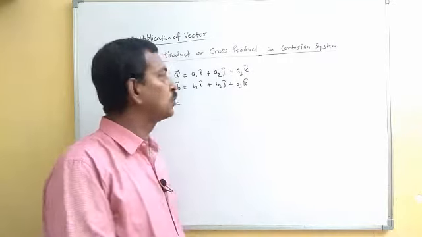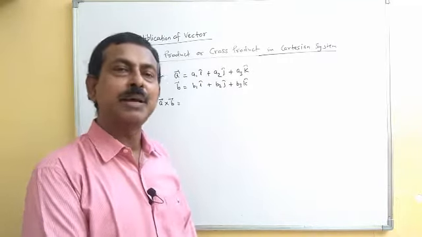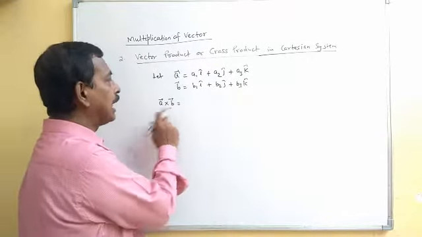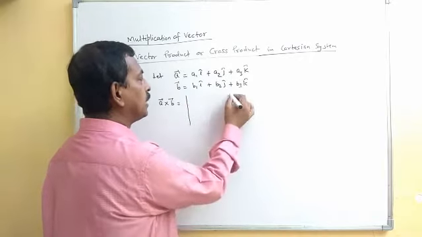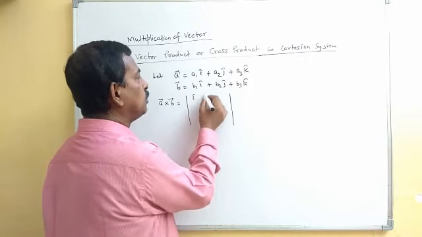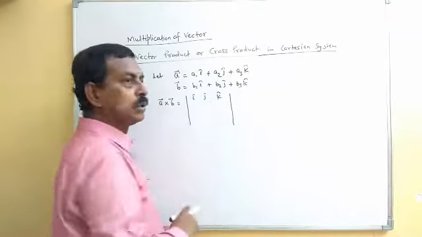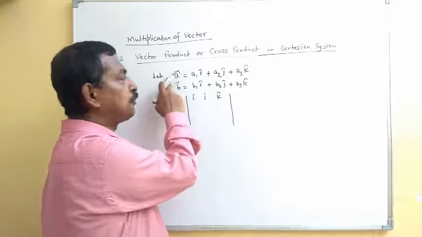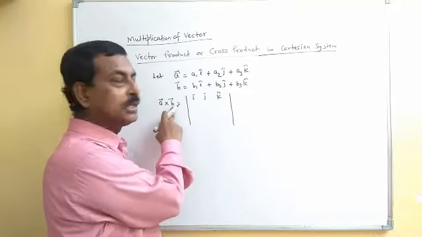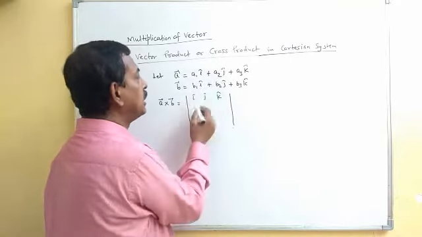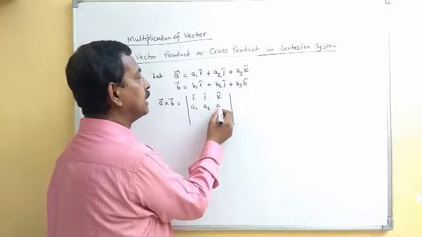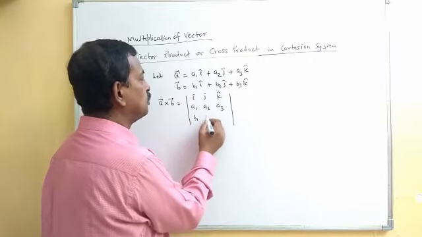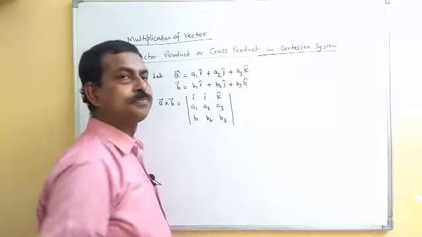But if you have to take the cross product, you can try this one. This is by expansion of the determinant. If you have to take I cross J, we'll take a determinant. First row will be I, J, K. Then it will be the coefficients of the first vector. If it is your A cross B, I will write here its coefficients like A1, A2, A3. Then it will be the coefficients of the second vector. So it is your B1, B2, B3.